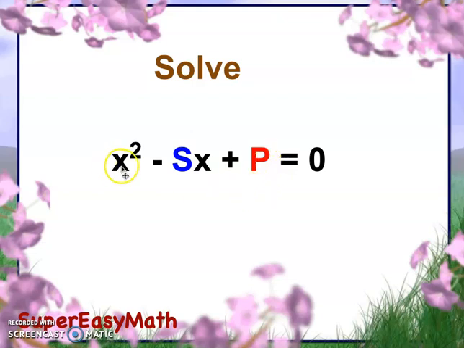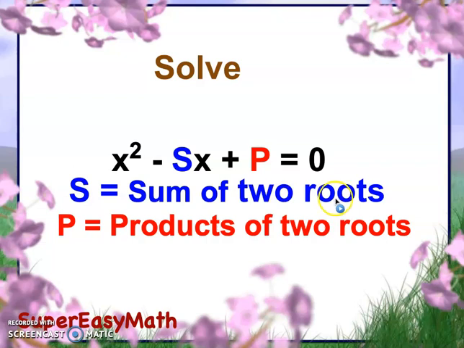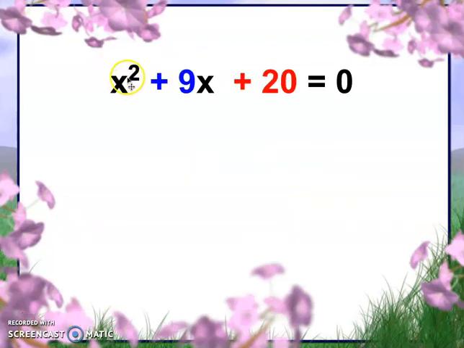In this video we will talk about solving quadratic equations of the form x squared minus sx plus p, where s is the sum of the two roots and p is their product. So let's see how we can do that. x squared plus 9x plus 20 equal to 0.